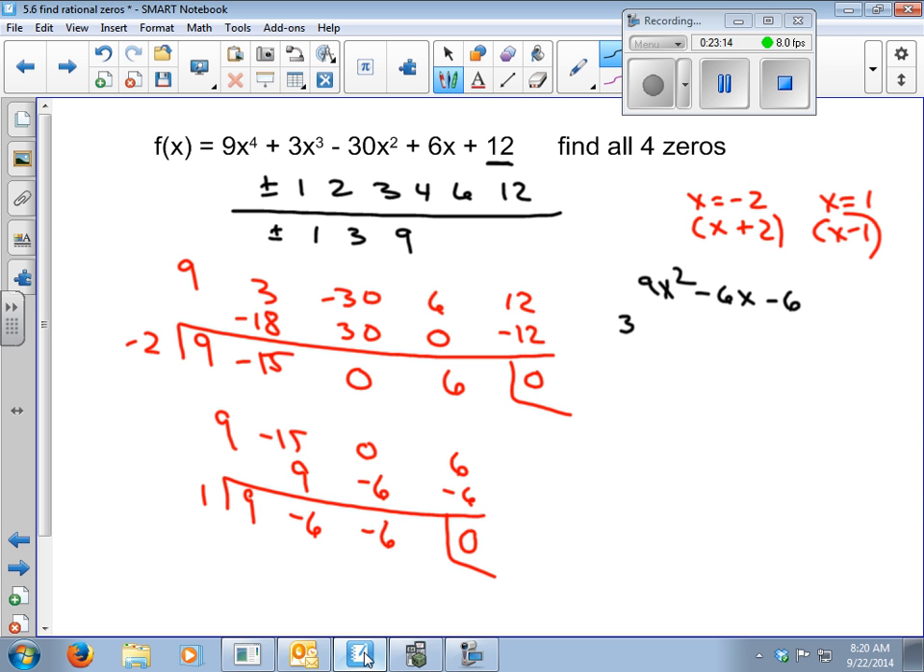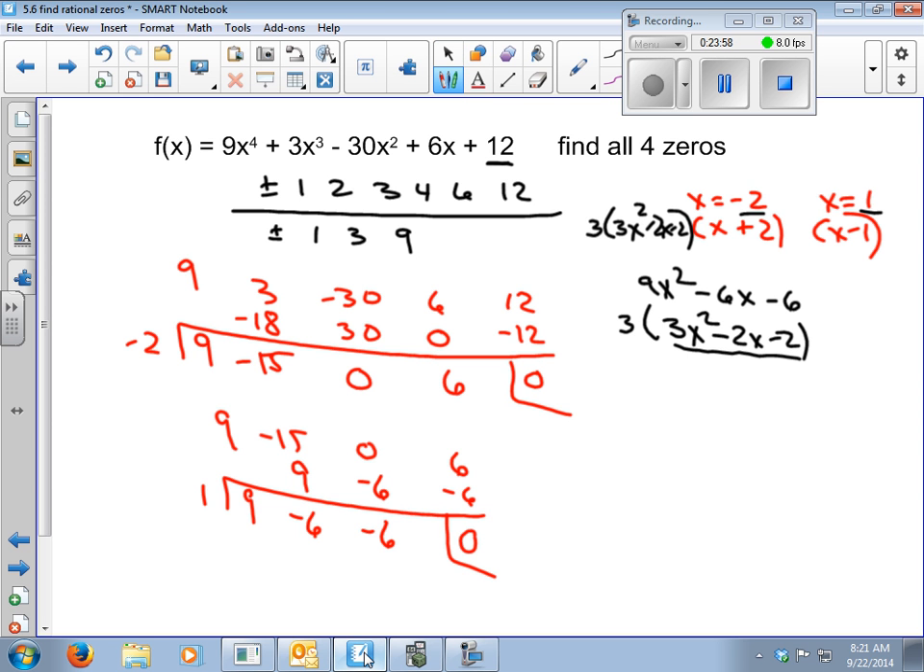I could take out a 3. I'm left with 3x squared minus 2x minus 2. And then I need to try to factor. Okay, well I will tell you that this doesn't factor, so the only thing you can do to get your actual solutions is your quadratic formula. So if they're going to ask me for the complete factorization, it would be 3x squared minus 2x minus 2 times x plus 2 times x minus 1. The rational solutions are -2 and 1, and then I'm going to get some other solutions out of this guy. And that's where I'm going to have to use my quadratic formula.